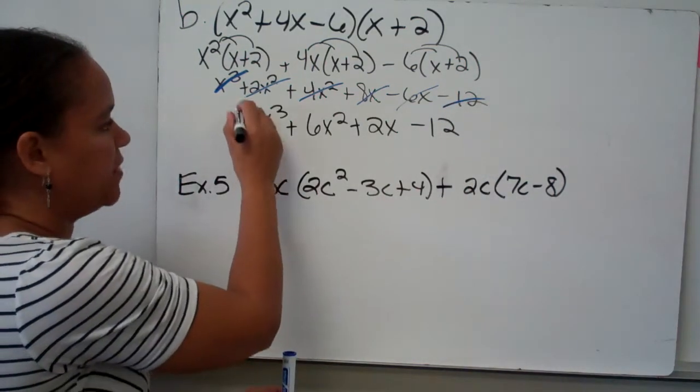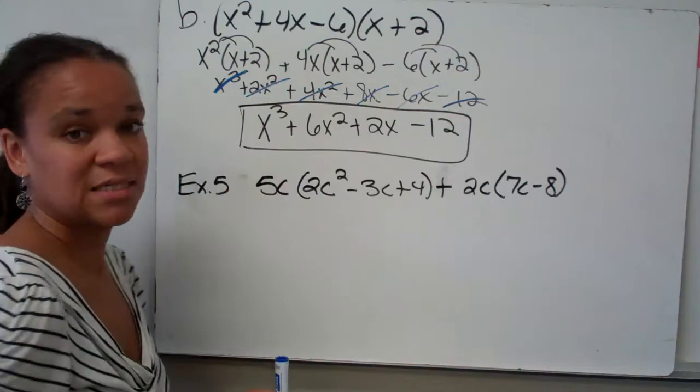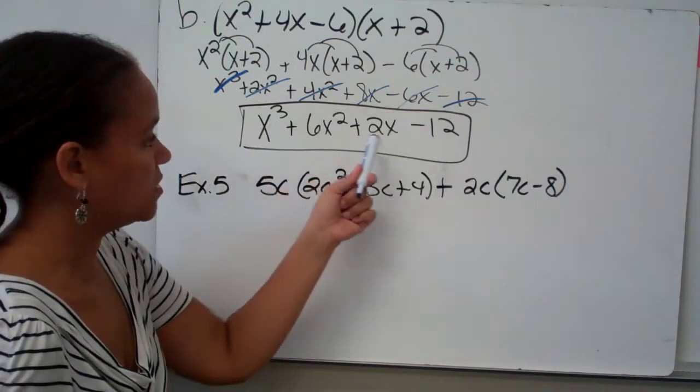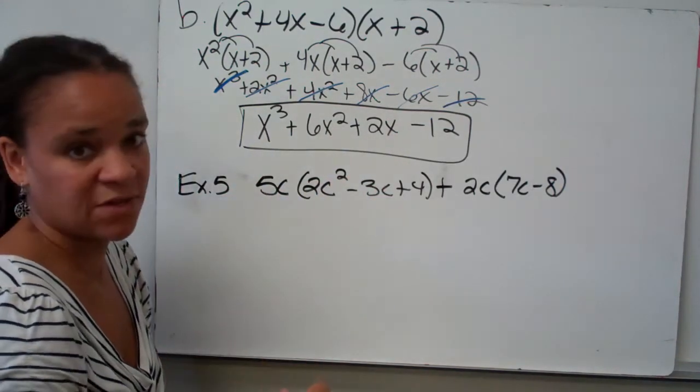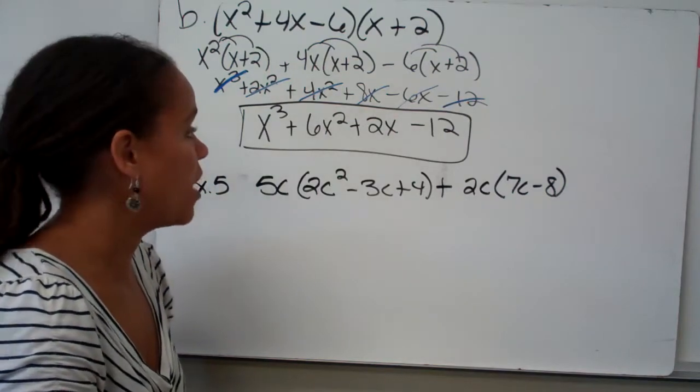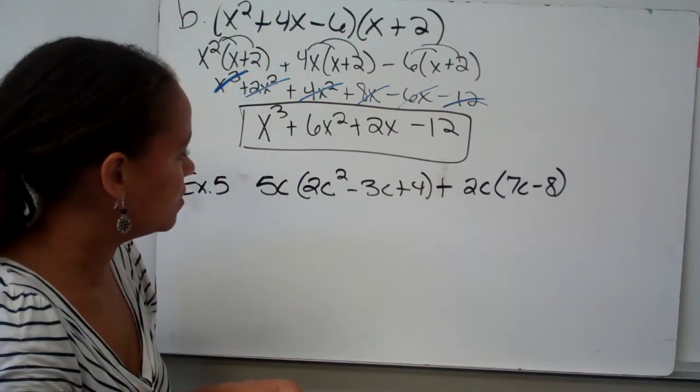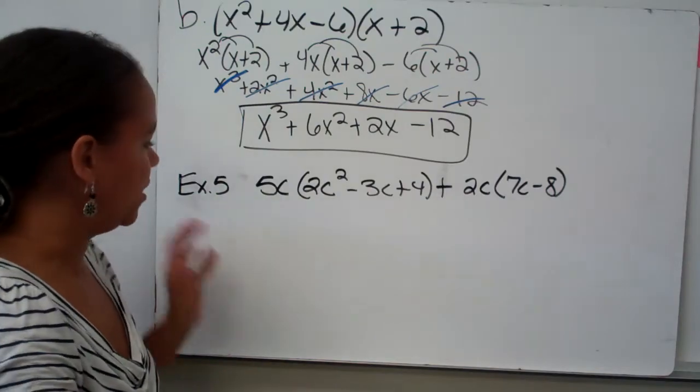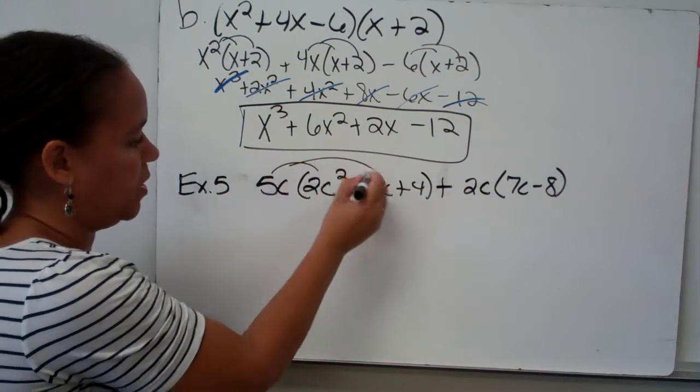So now we have this simplified. All the bases only appear once, no negative exponents, and everything else it said in the beginning to make sure it's simplified. All right, let's look at another example. Distributing.